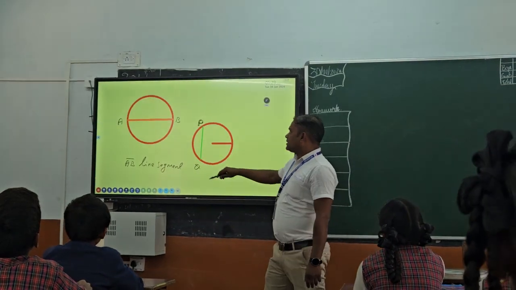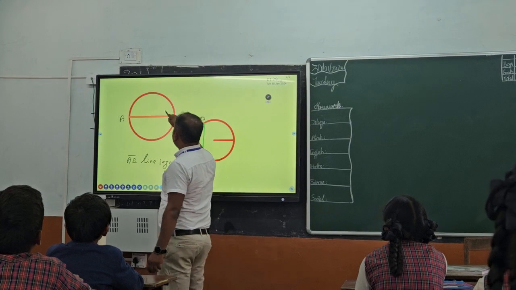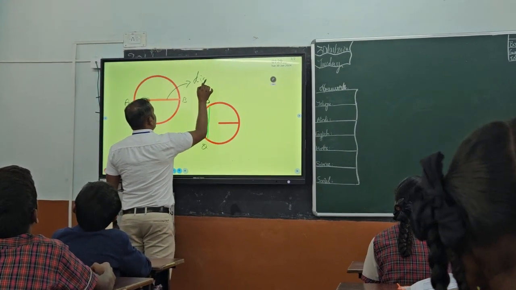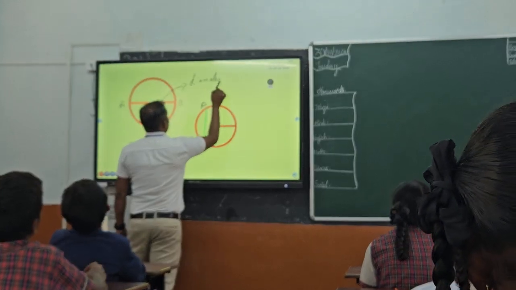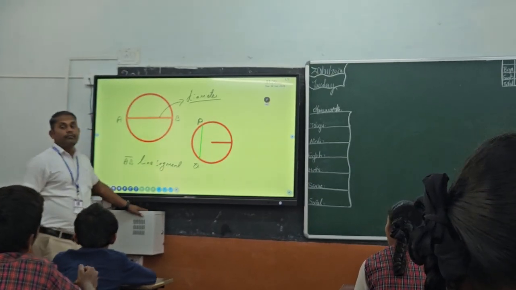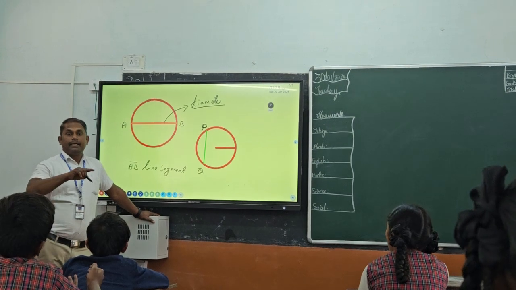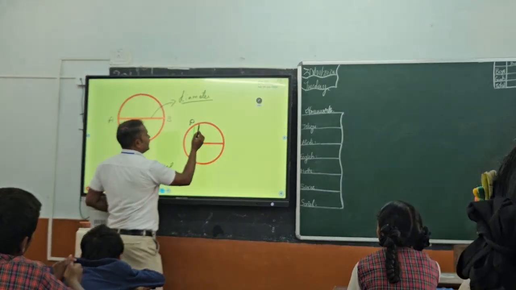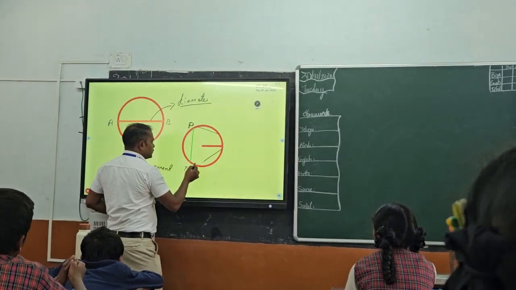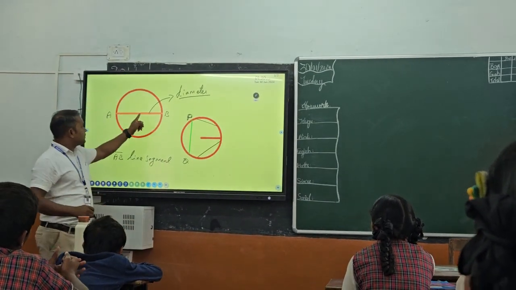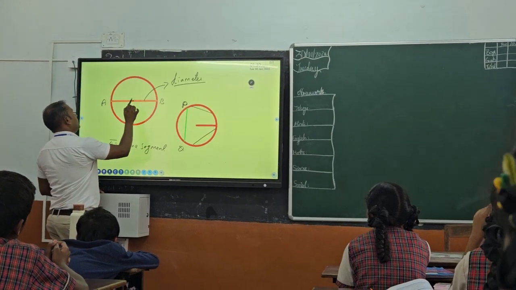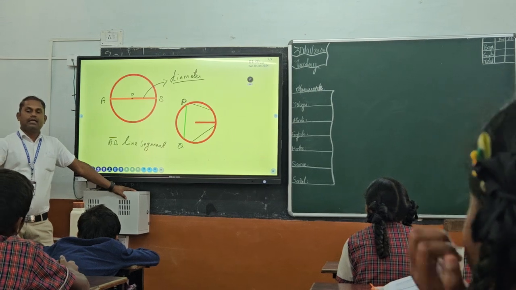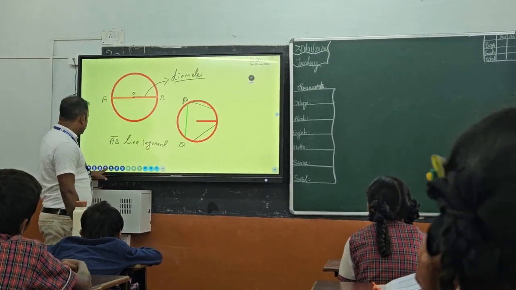And if the chord passes through the center of the circle, it is called which one? Diameter. And the diameter is the biggest chord of a circle. This is also a chord. If I draw a line, this is also a chord. This is also a chord. But the chord which passes through the center of the circle is what? The biggest chord. Diameter. So the diameter is the biggest chord.